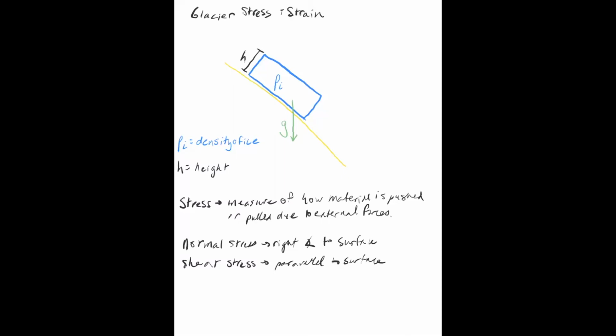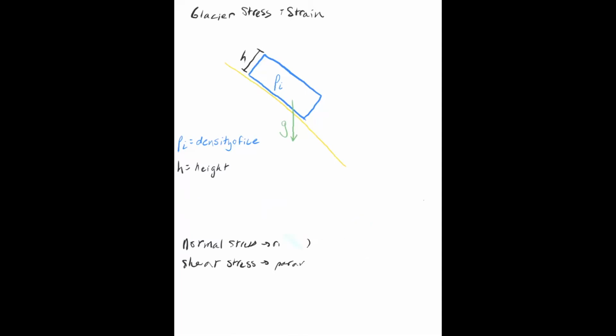And this should all be, of course, crazy review for you guys, but I think it's important to think about this as we're contextualizing. So I'm just going to erase this really quick and jump into the block diagram that we just drew. Now we are going to think about normal stress for a glacier.